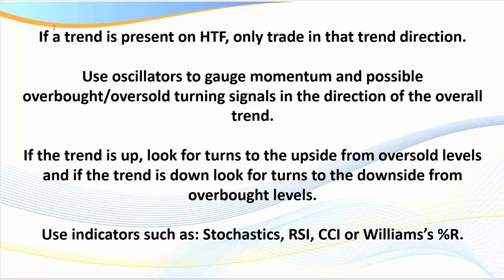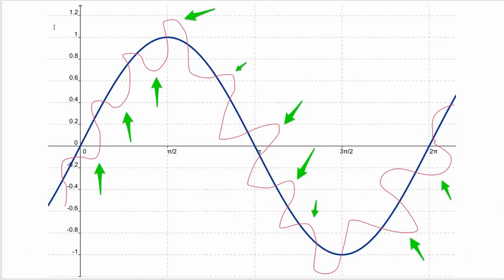For example, if the trend is up, you look for turns from the downside, from oversold areas, you look for them to turn up. If it's down, you look for them to turn down from overbought areas. You may use stochastics, RSIs, CCIs or Williams %R. There are lots of indicators that you can use to help confirm a trade in the direction of the higher time frame. Now, in a moment, we're going to go to the chart. I'm going to show you practically on some charts.